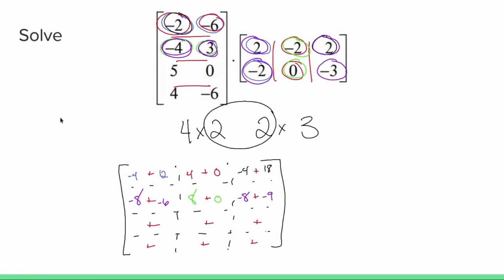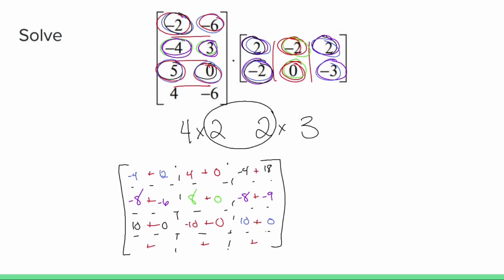Third row, first column. 5 times 2 is 10. 0 times negative 2 is 0. Third row, second column. 5 times negative 2 is negative 10. 0 times 0 is 0. Third row, third column. 5 times 2 is 10. 0 times negative 3 is 0.